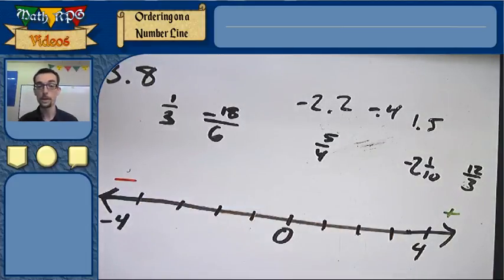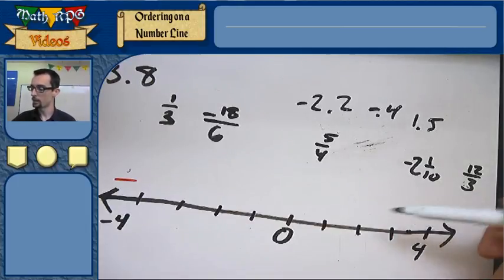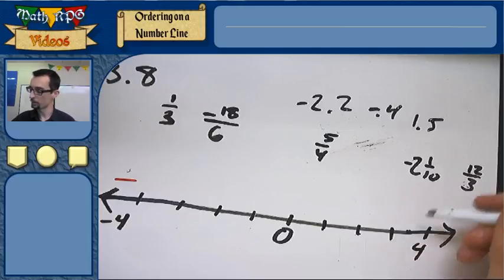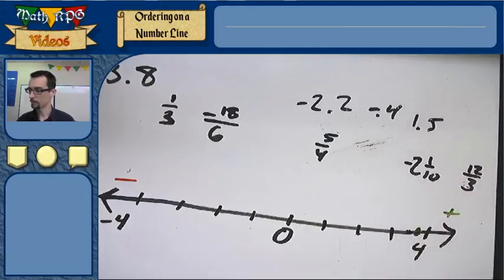Now, 3.8, right? That's gonna be a positive number, so it's gonna be on this side, and it's gonna be between 3 and 4. So here's 3, there's 4. It's gonna be 8/10 of the way between the two. So it's gonna be right about here, right? 3.8. Okay. So that one's done.